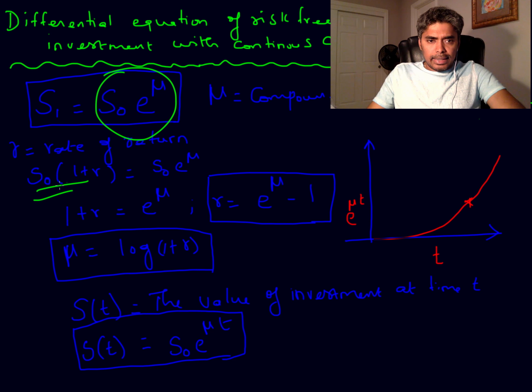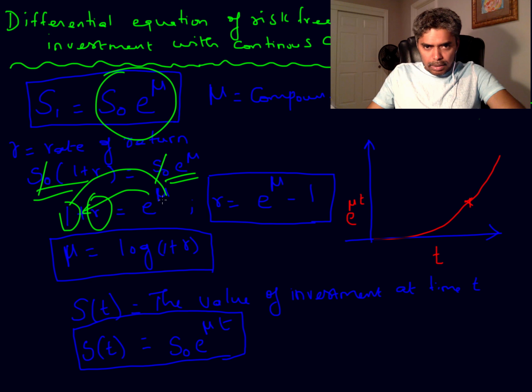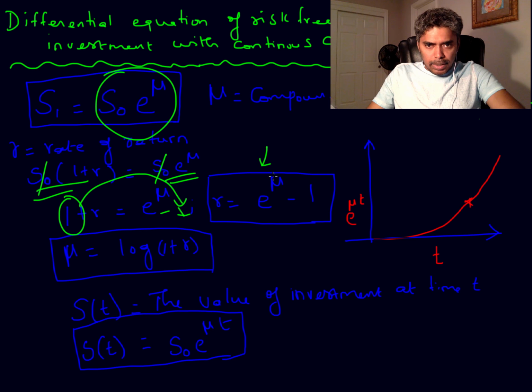So to find that, S0 times 1 plus R is equal to the total value we get. Here S0 we can cancel out. So that means 1 plus R is equal to e to the power mu, and we are interested to find R. If I take this 1 and bring it to the other side, it becomes -1. So R is equal to e to the power mu minus 1, which is what I wrote here.